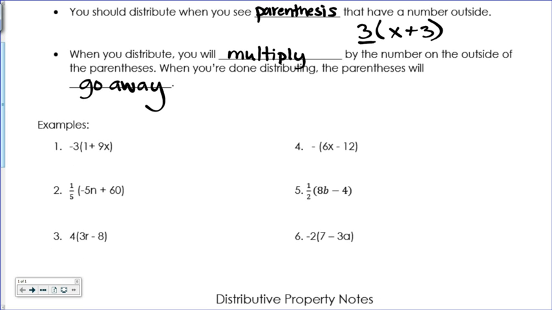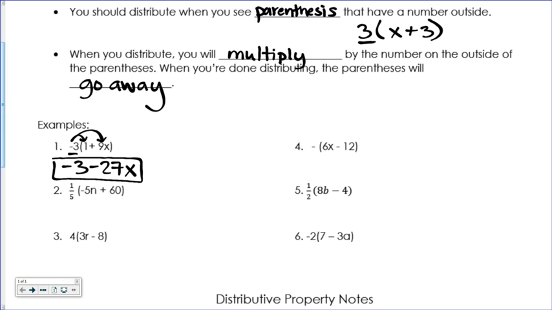So the first one has -3 parentheses 1 plus 9x. I'm going to distribute my -3 to everything inside. So -3 times a +1 is -3. And -3 times a +9x, you multiply your whole numbers together. We have -3 times 9 is -27, and keep your variable. Since right now there's nothing else to solve for, we don't have an equal sign, we're just simplifying, this is it.